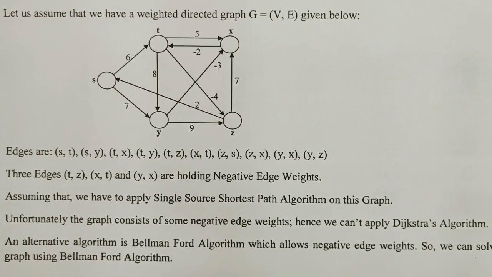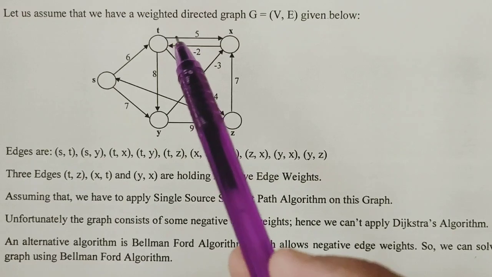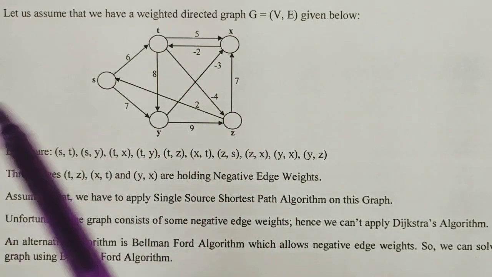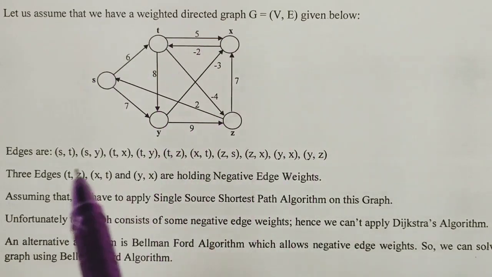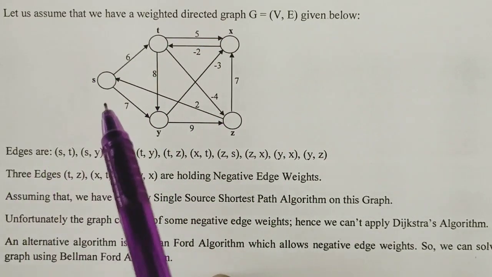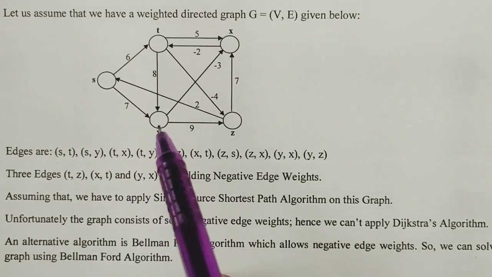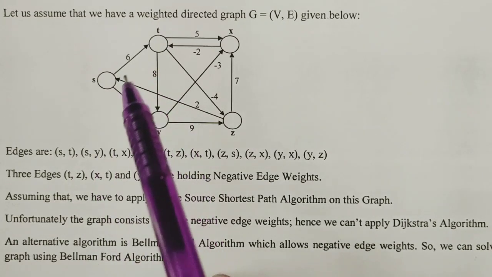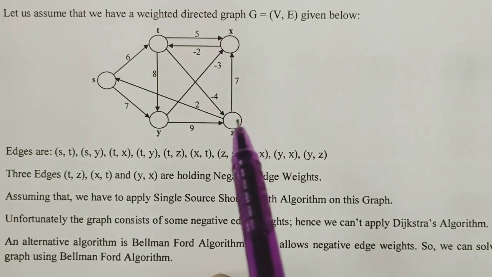And if you analyze the graph, you will find here 1, 2, 3, 4 and 5 vertices and a number of edges associated with this graph. And what are the edges? S to T there is an edge, S to Y there is another edge. Then there is no edge from S to the other two vertices X and Z.